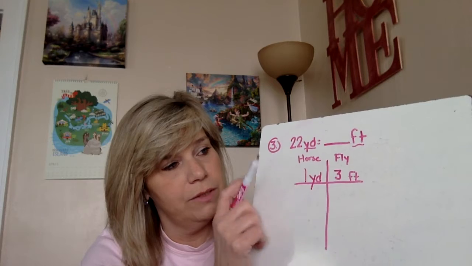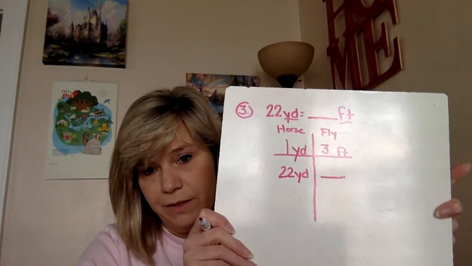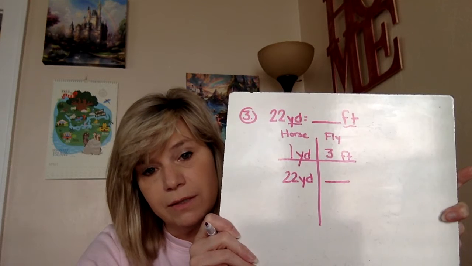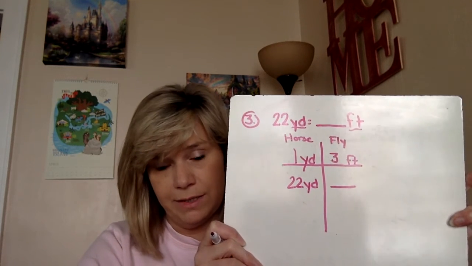Now look what I'm going to do. So 22 yards has to go under yards. So I'm going to put 22 yards. And I'm going to put me a blank right here so that I know what I found. We've got to know how many feet does that equal. Now this is where we use our silly saying. And you may say, this is a lot, but again, remember, the more we practice, the easier it'll get.